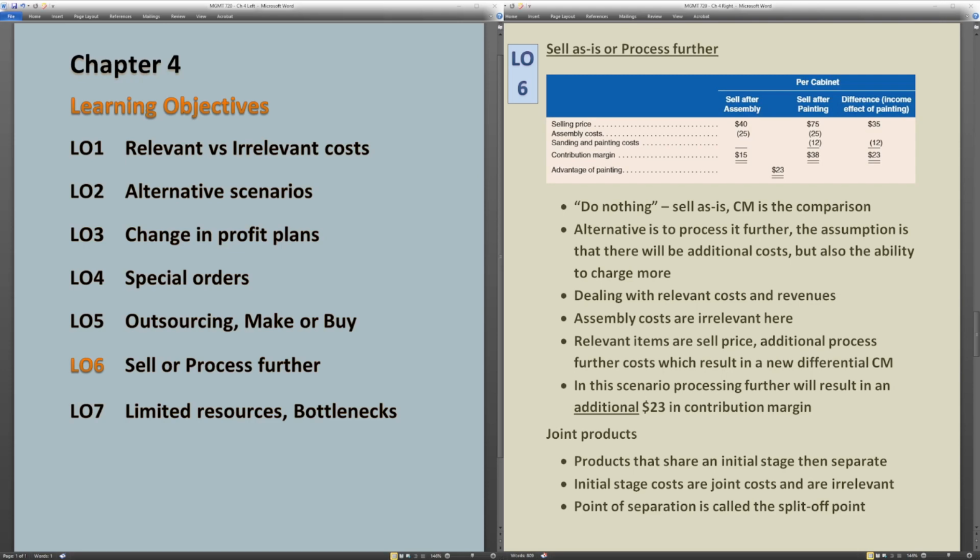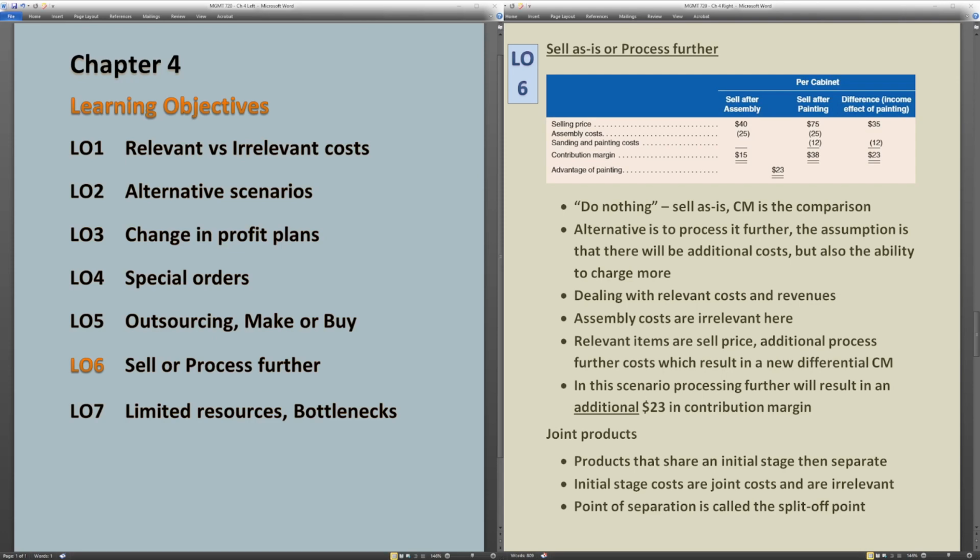And after some point, which we call the split off point, this generic product can become multiple different products. The point here is that the initial stage costs, our joint costs, are irrelevant. The only relevant costs are the ones that happen after the split off point. So here, with sell after assembly and sell after painting, the assembly costs, which they both go through, are joint costs and irrelevant, and only the costs that happen after the split off point, when one goes to the paint shop, the $12, become a relevant cost.